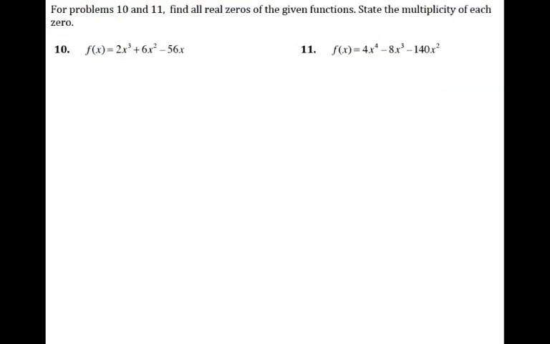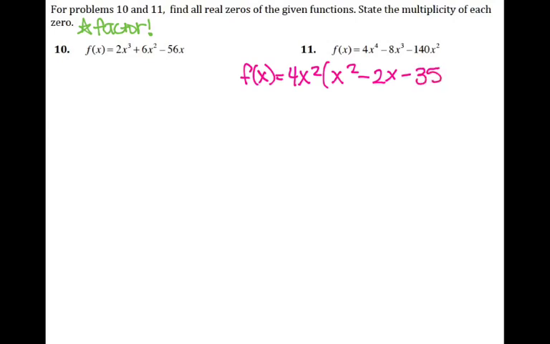For 10 and 11, you're finding all of the zeros of the function and stating the multiplicity of each zero. So for this one, I'm going to make a note that you are going to factor. Since both of these problems are very similar, I'm going to go ahead and do number 11. If I look at all 3 of these terms, I'm going to look for the greatest common factor, and the greatest common factor is a 4 and an x squared. So I can rewrite this as f of x equals 4x squared. And when I factor out the 4x squared, that leaves me with x squared minus 2x, and 140 divided by 4 is -35.